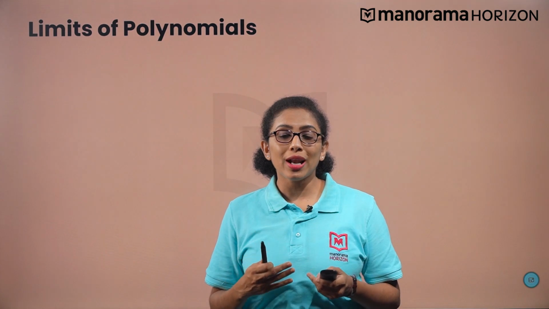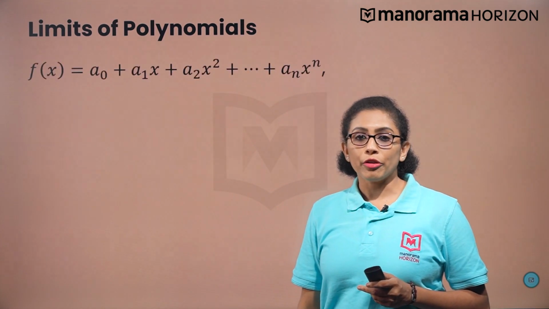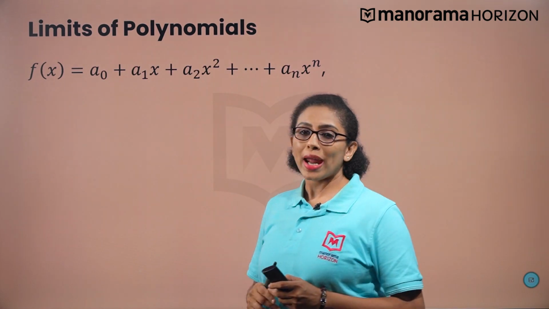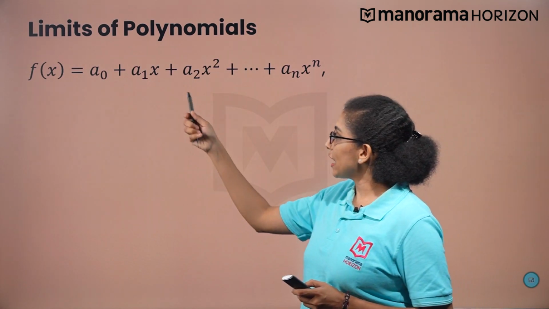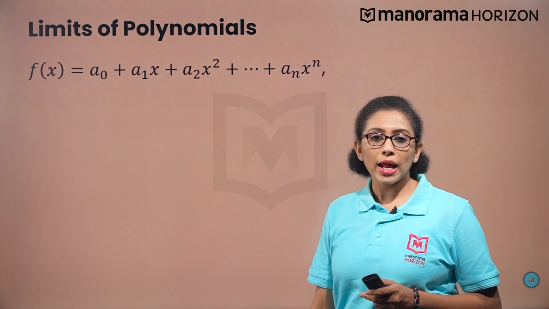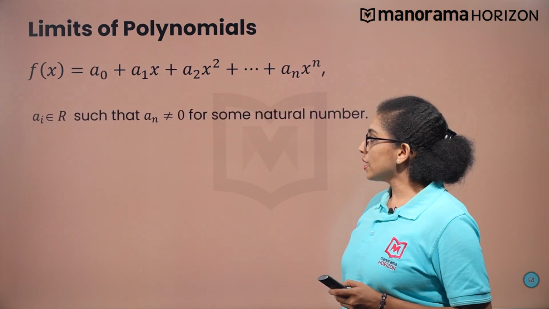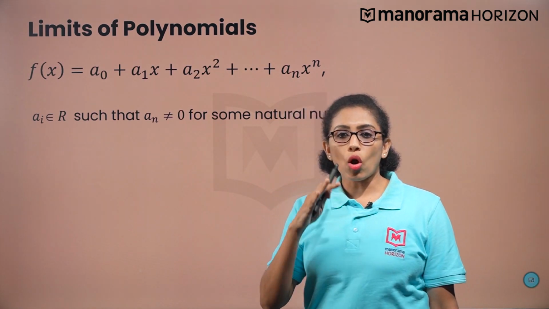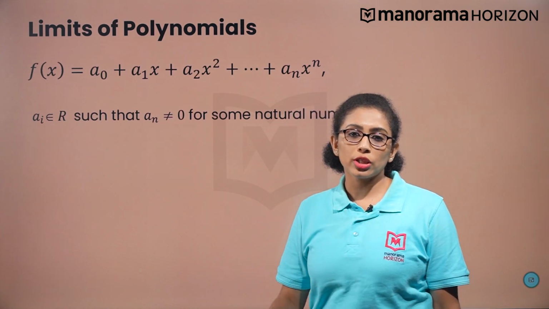In this section, we illustrate how to utilize this theorem to evaluate special types of functions, that is, limits of polynomials. A function f is said to be a polynomial function if f of x is equal to a0 plus a1x plus a2x square up to an x raised to n, where ai's are real numbers such that an is not equal to 0, for some natural number n.